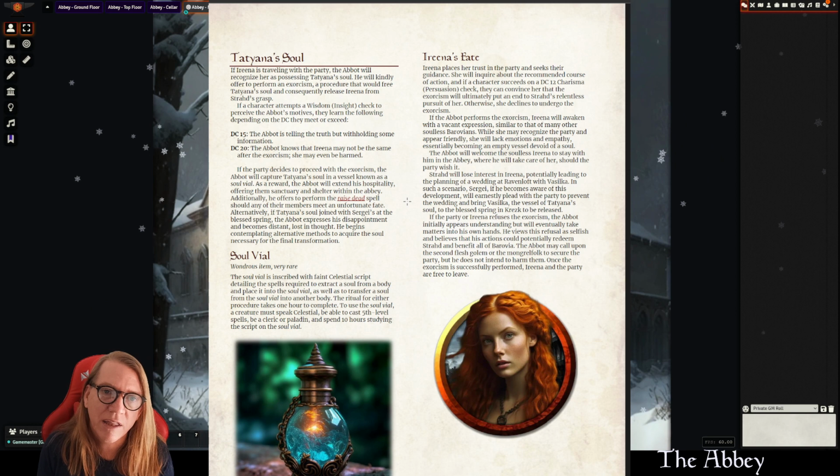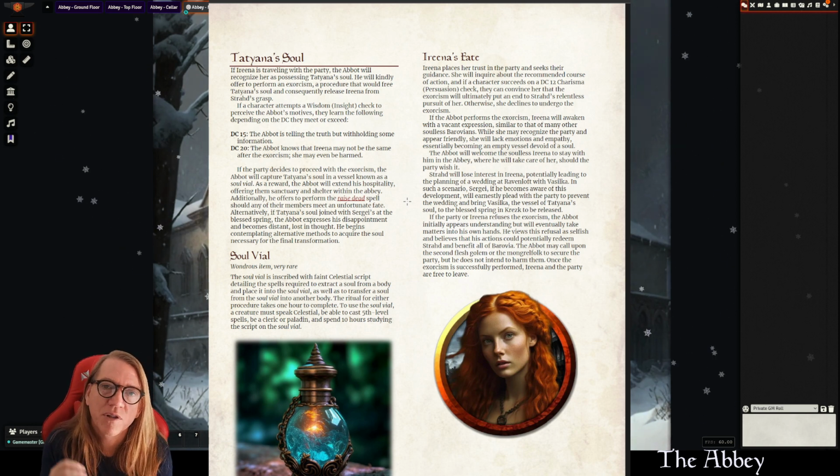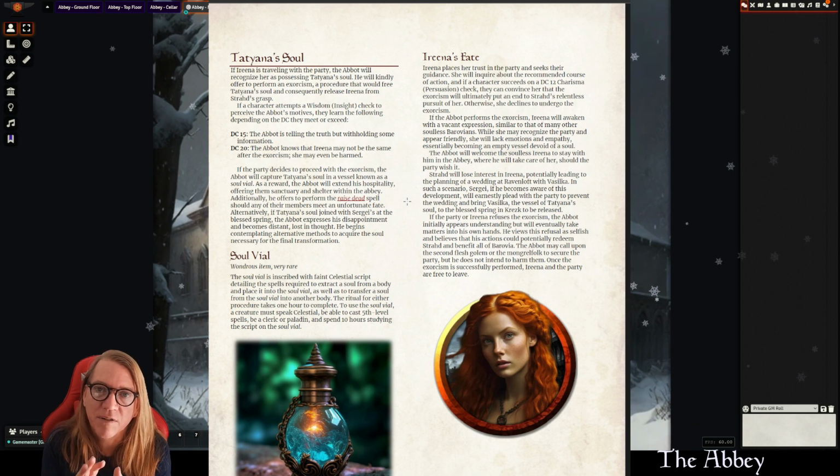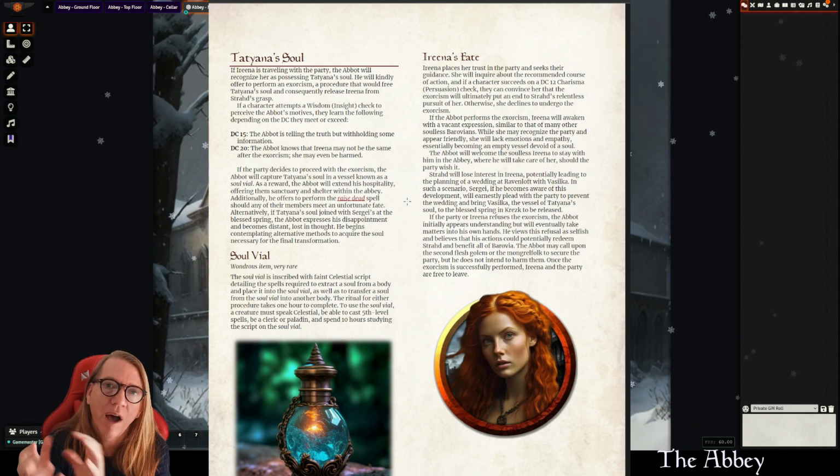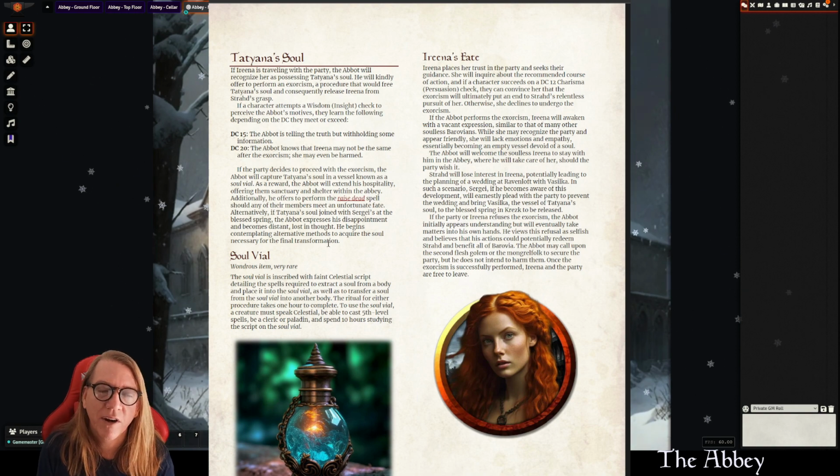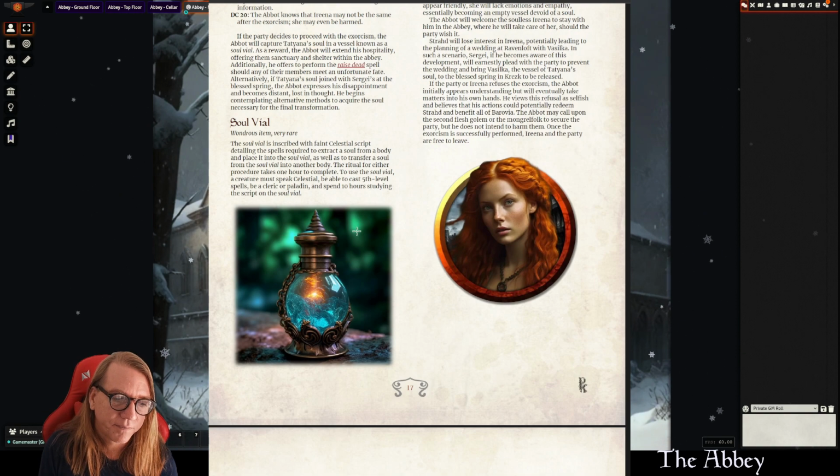So all of those are in there. So when you're running this campaign, or the scene, hopefully there's some stuff in there that gives you enough ideas of the dynamic that's going on between the party and the Abbot and how you want to run it, because it's going to be a very interesting and serious moment.